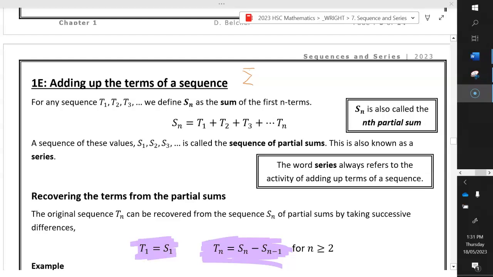Hi Year 12. Today's video is going to have a look at 1E, adding up the terms of a sequence and bring in the symbol for sigma, which we'll have a look at a little bit further down.